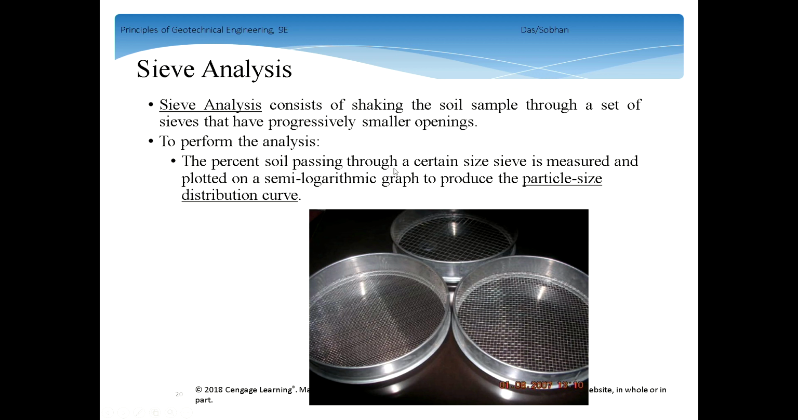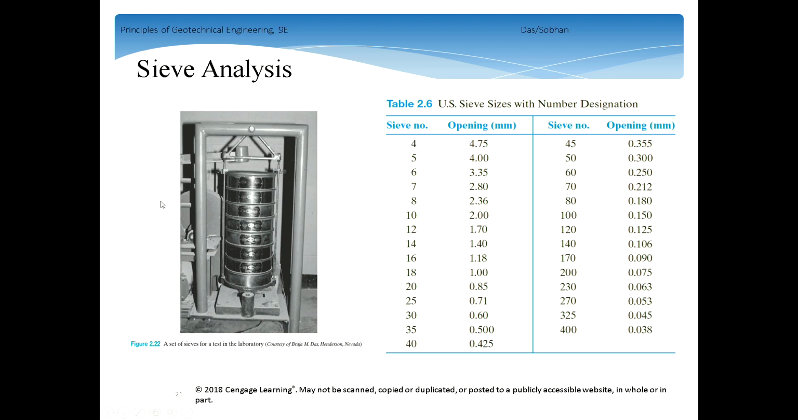The percent of soil passing through a certain size of sieve is measured, that is the y-axis, and plotted on a semi-log graph to produce the particle size distribution curve. The x-axis is actually the opening. So let's see a US sieve size with number designation. This is the sieve number from 4 to 400. The opening is given in here. It decreases from the top one to the bottom one. So it is a lot of sieves.